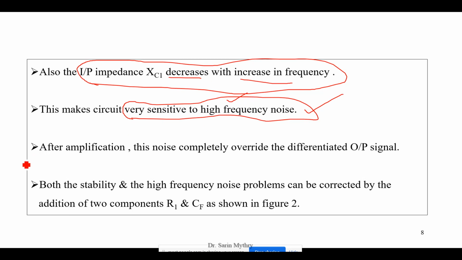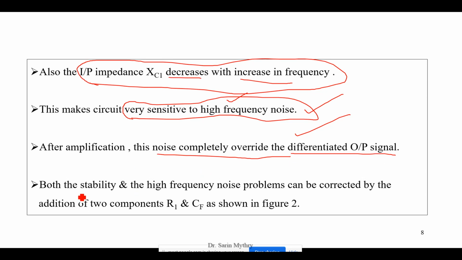Now when you go for amplification, if any kind of noise has been added, after amplification that noise will completely override the differentiated output. So this is a major final problem which we get with the noise. Whenever the noises are added because of the decrease in impedance at the increase in frequency, this noise will override our main output. It means you are not going to get a correct output, you are going to get an erroneous output.